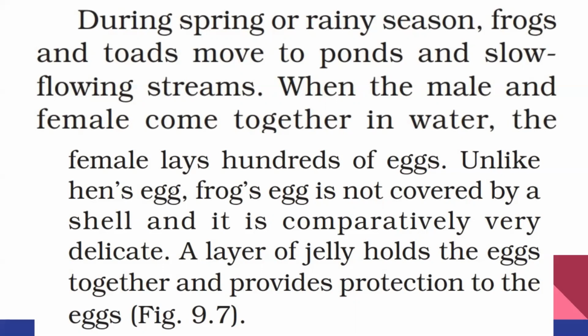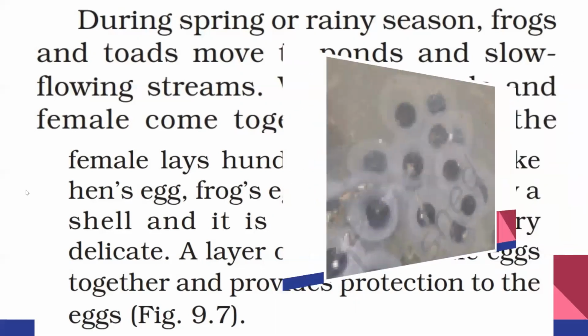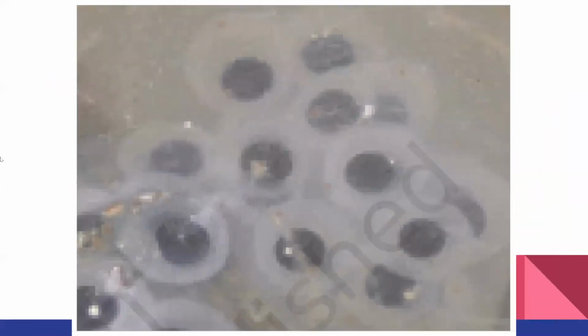After that, see what is happening. See, this is the picture. You can see the picture here. These are the eggs of a frog, floating in water. They look like bubbles, and on each one a black dot is also visible. This is the cluster of eggs.